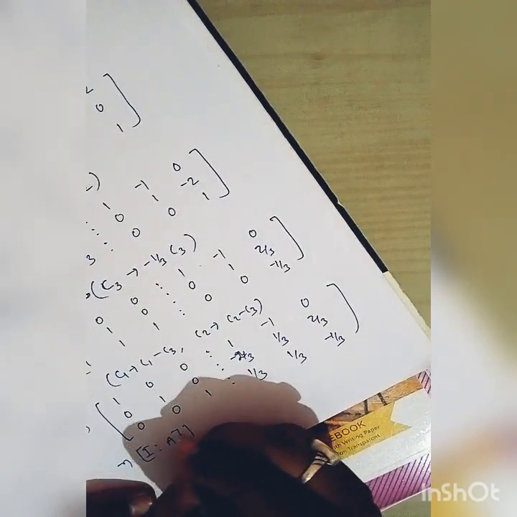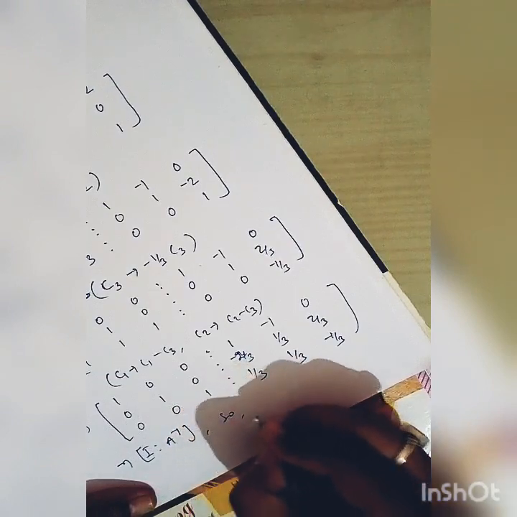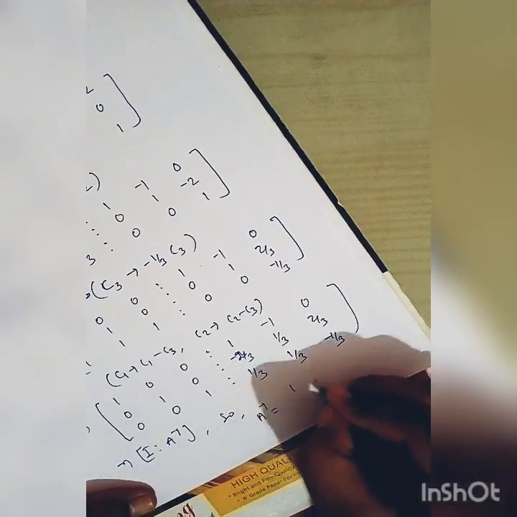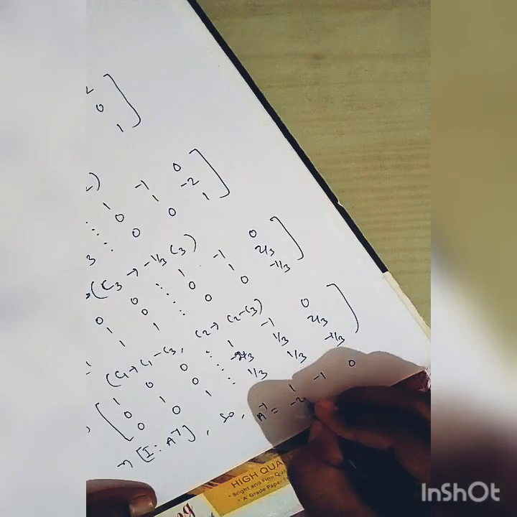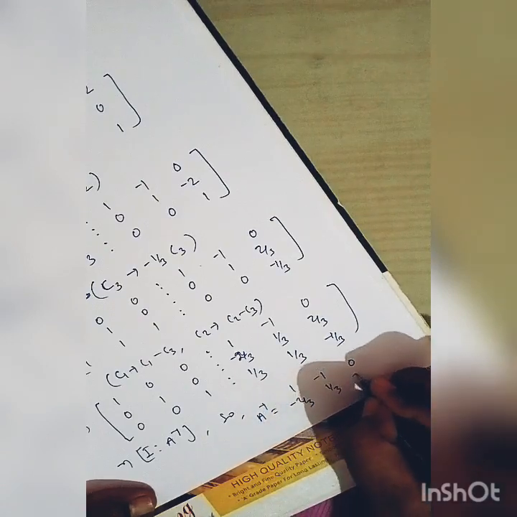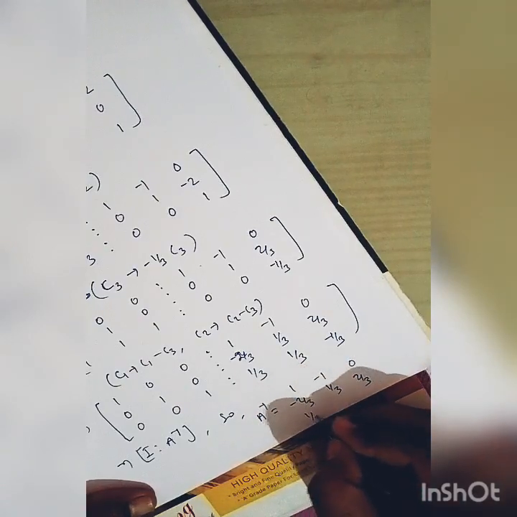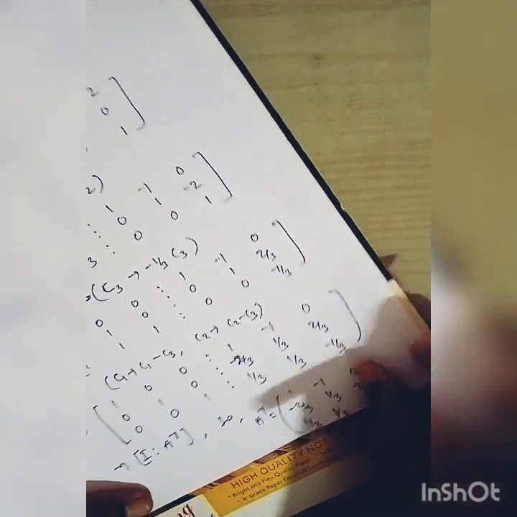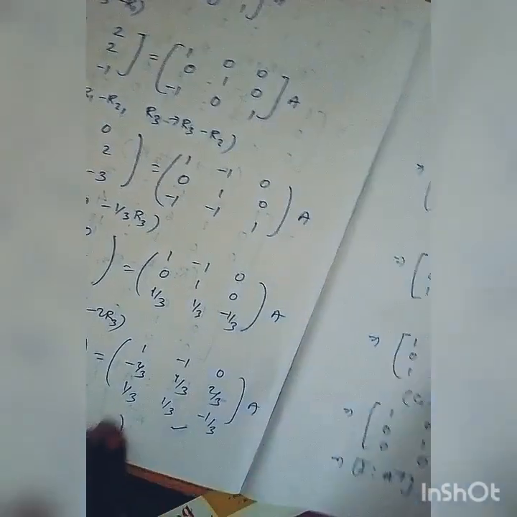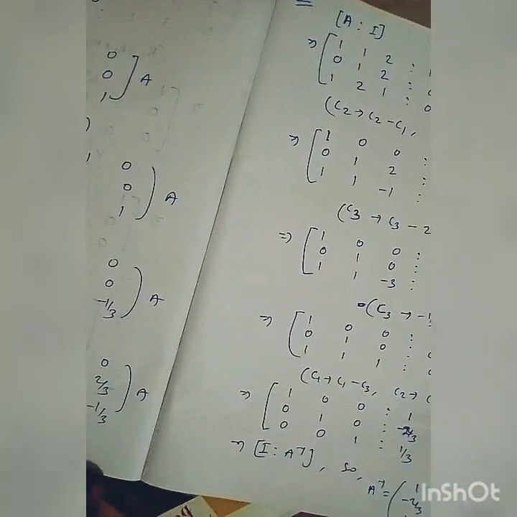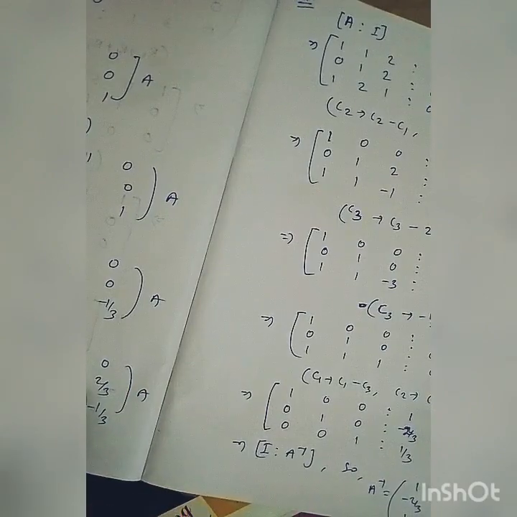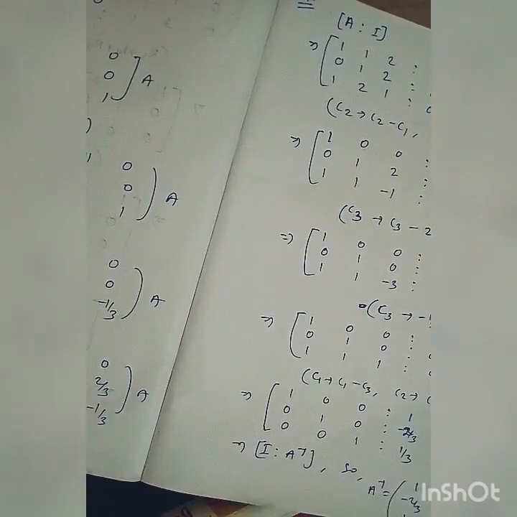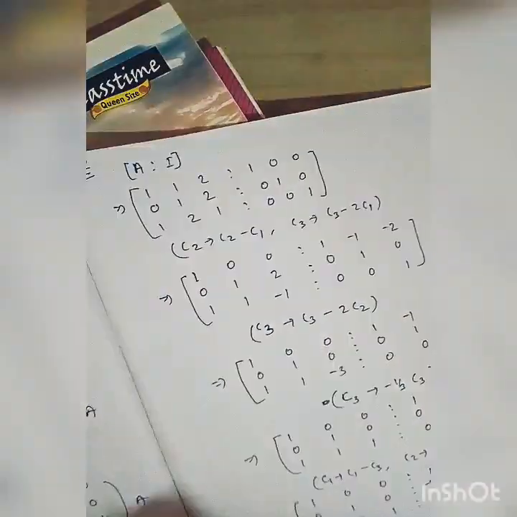A inverse. So A inverse equals 1 minus 1 0, minus 2 by 3 1 by 3 2 by 3, 1 by 3 1 by 3 minus 1 by 3, which is the same as the result obtained earlier. So while using elementary column transformation we have to solve row wise.